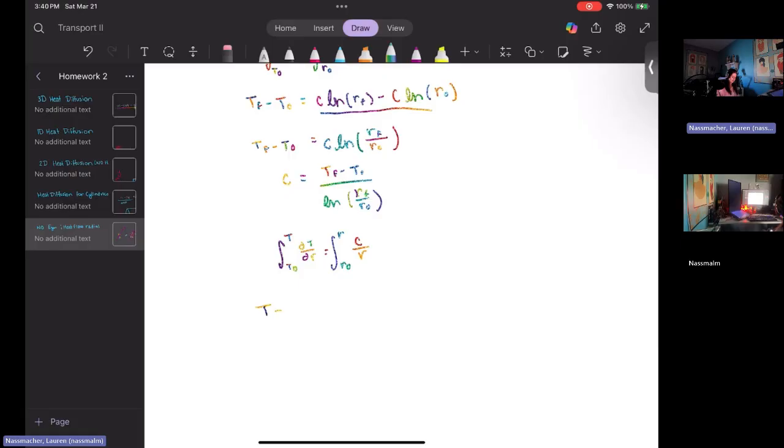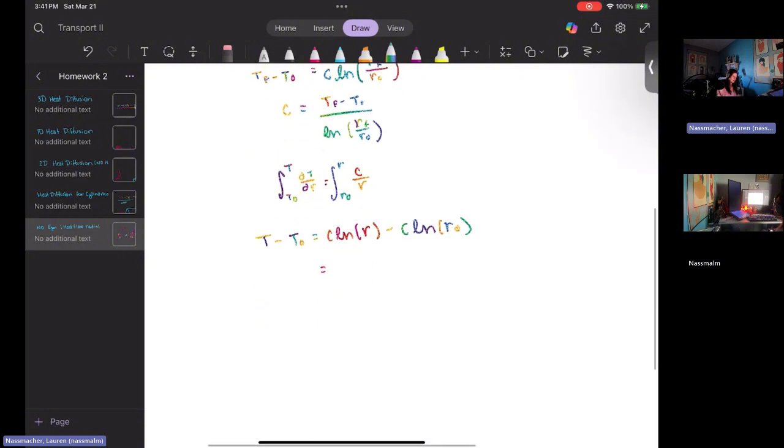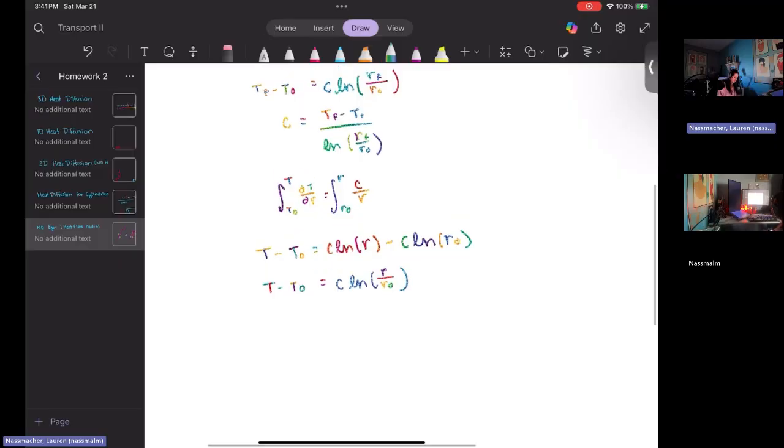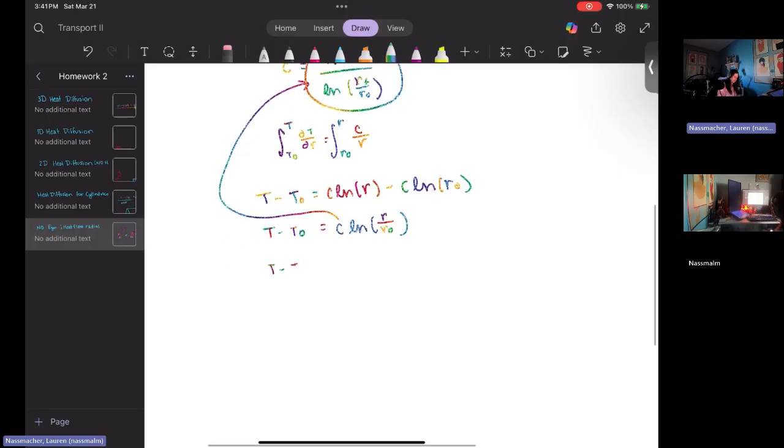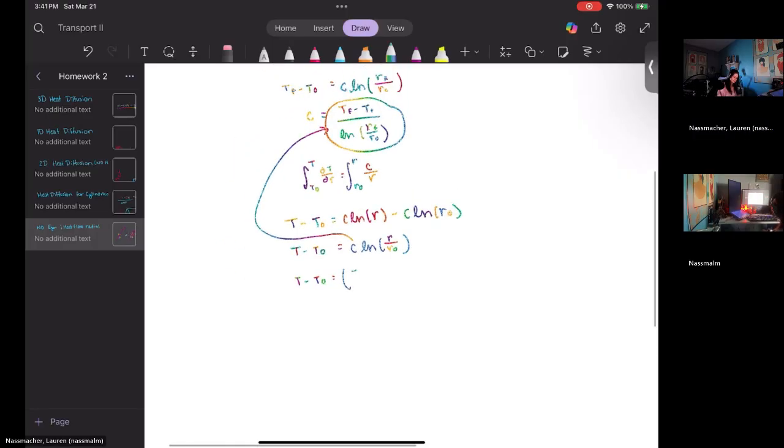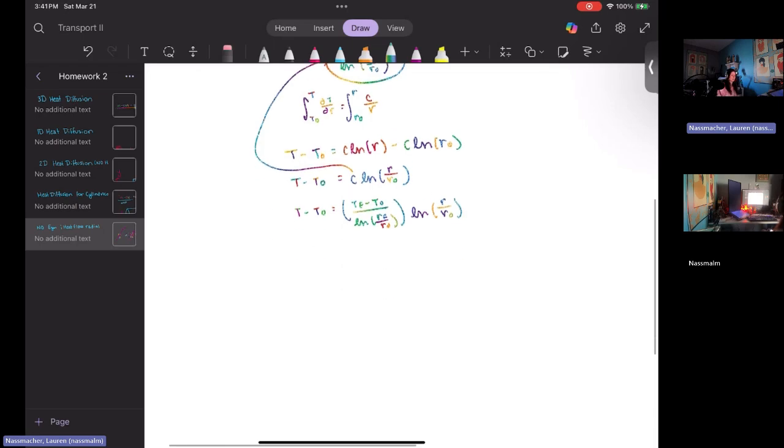Integrate that, and you get T minus T initial is equivalent to C natural log of R minus C natural log of R initial. Simplify that down, and you have C natural log of R over R initial. And we know that C is equivalent to this expression. Plugging that in, we get T final minus T initial over natural log of R final over R initial, multiplied by natural log of the radius we want to find divided by the initial radius.